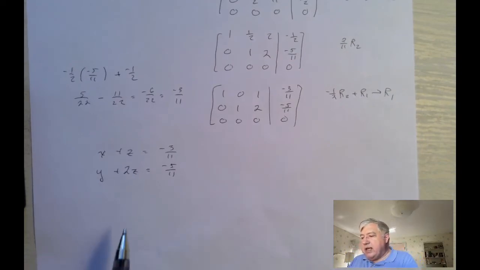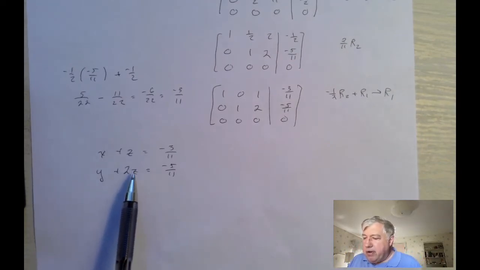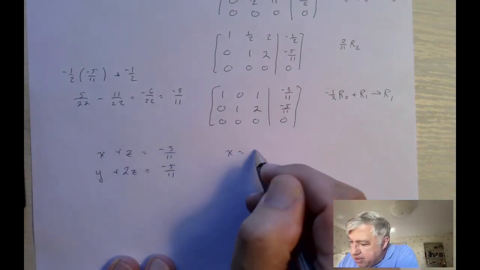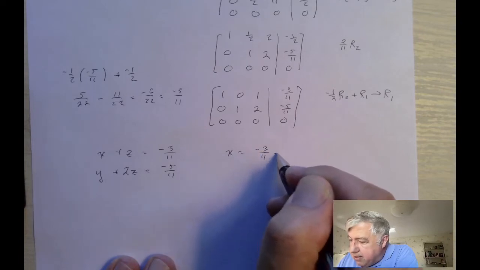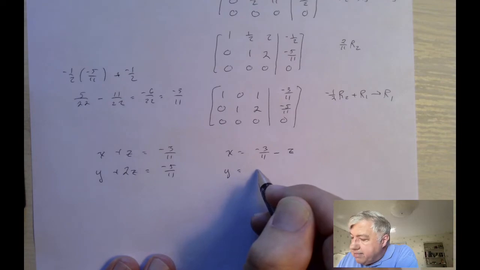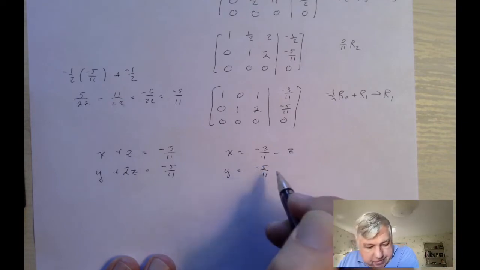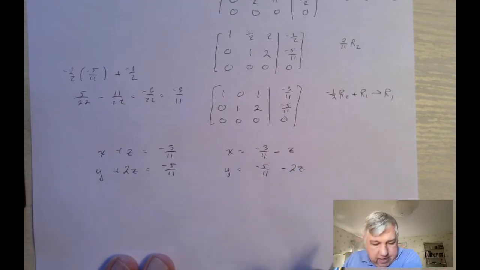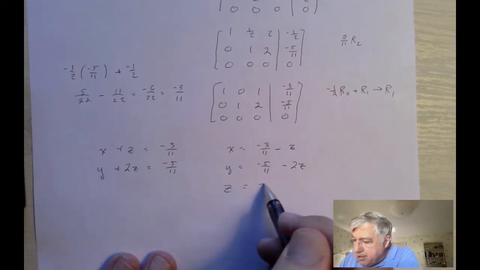And then we can take the z terms to the other side, and we're going to see that x and y can be written in terms of z. So x can be written as negative 3/11 minus z. Y can be written as negative 5/11 minus 2z.